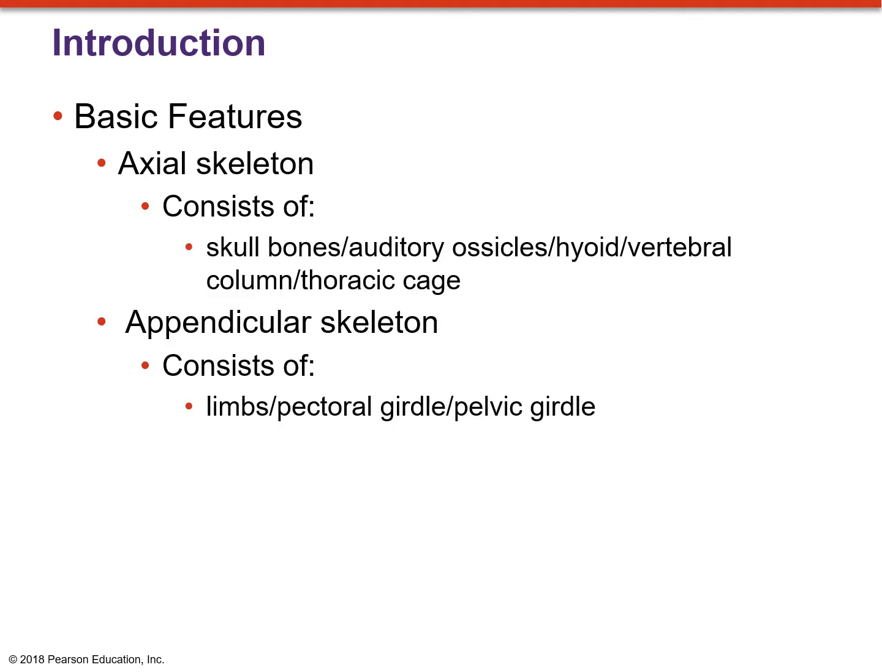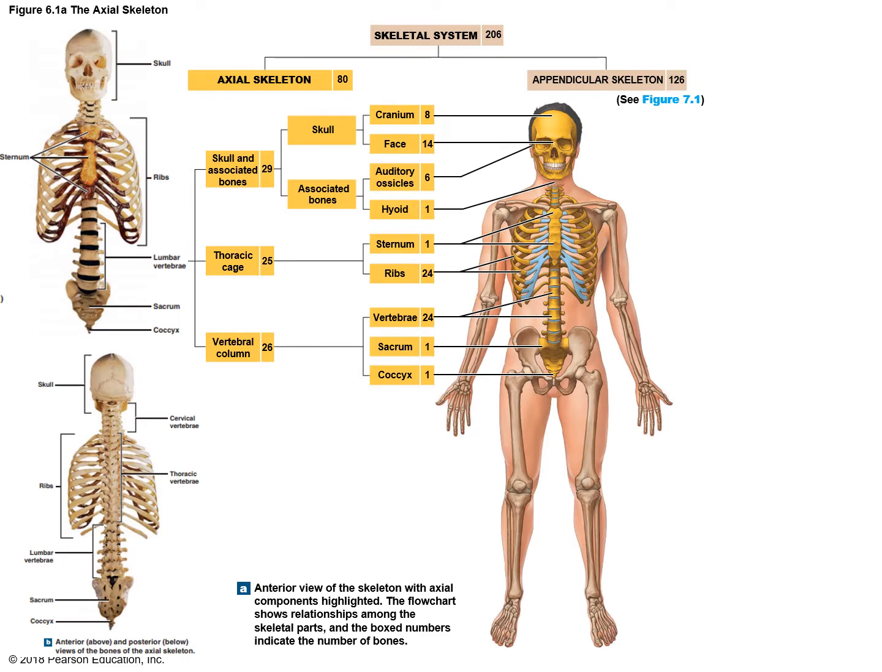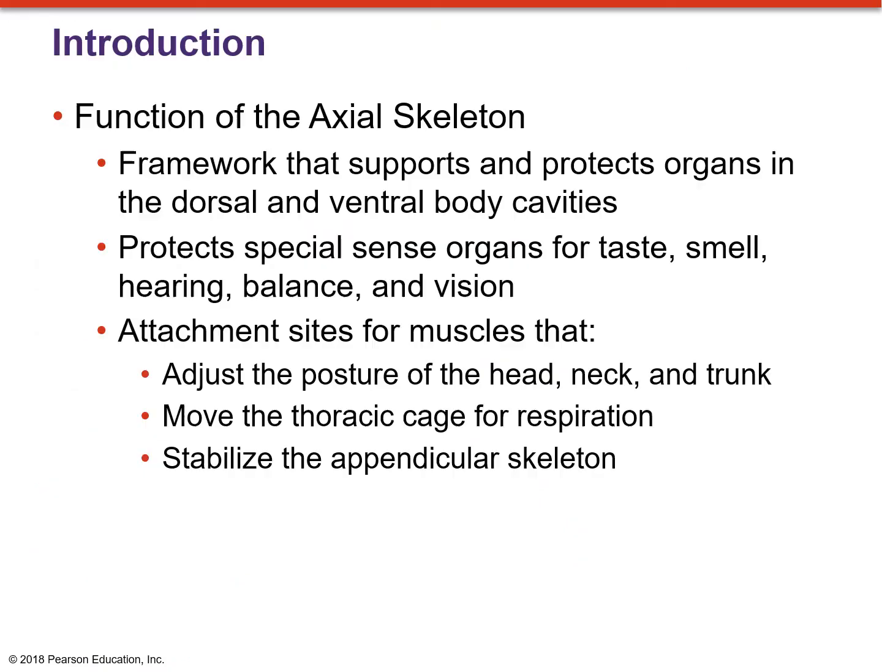The axial skeleton is going to consist of the skull, the vertebral column, and the thoracic cage, right? And that's going to, of course, be like the skull bones. We're going to have the auditory ossicles, the hyoid bone, the vertebral column, and the thoracic cage, like I mentioned. The appendicular skeleton, that's going to consist of limbs, pectoral girdle, and the bones within the pelvic girdle. So these right here are the axial skeleton bones. We see the skull and associated bones, the thoracic cage and the vertebral column, which we'll get into in just a second.